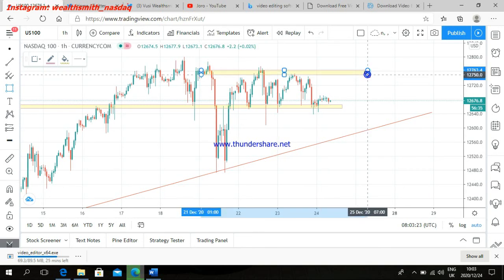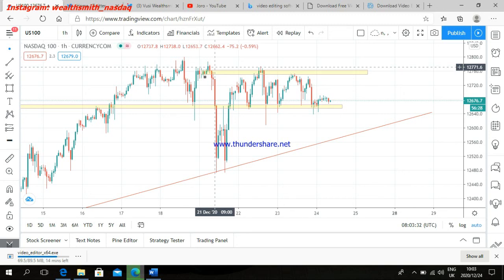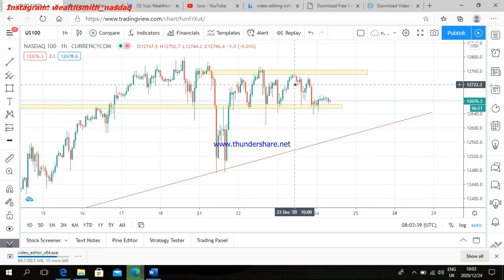Why am I saying this? Remember, a resistance area is more like a selling area. It's a place where the market goes up and then touches that area, fails to break through, and then goes down again, touches the area, fails to break through and so on.